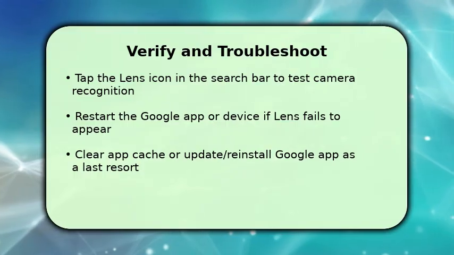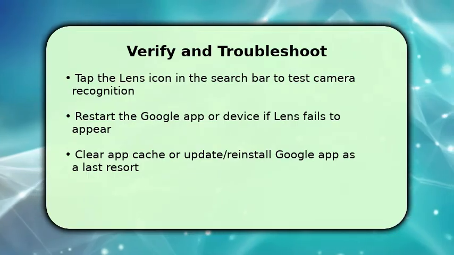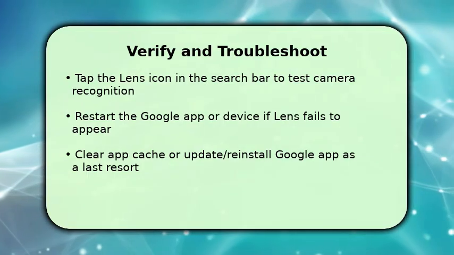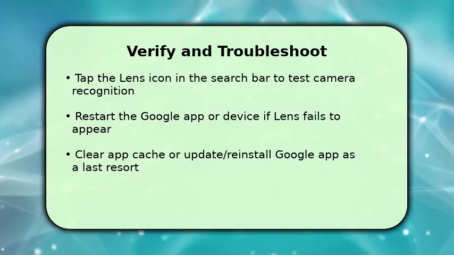Make sure the Google app is up to date. If problems persist, clear the app cache or reinstall the app. One key troubleshooting tip: if permissions look correct but Lens still fails, remove the search widget and re-add it.